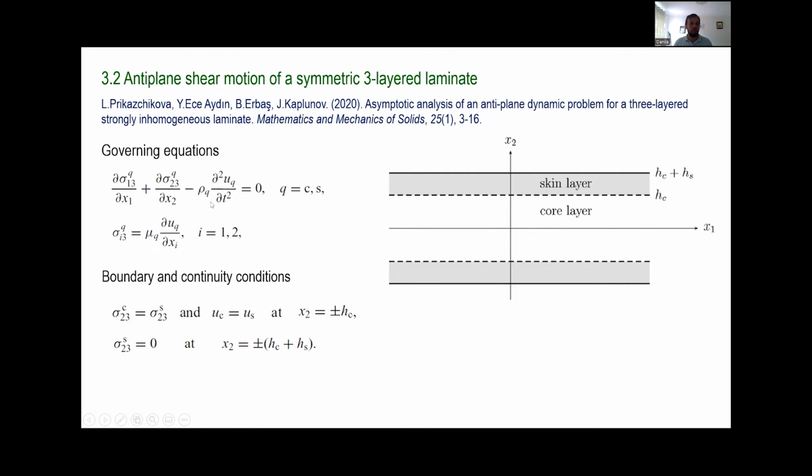So rho conventionally is the volume mass density. Right, so the boundary and continuity conditions that we impose here, for example, we would want to consider a traction-free boundary. So this condition here on the skins, and the interfacial conditions, so continuity for displacement and normal stress on the interface. Okay, so if we want to consider this problem, certainly we can derive the dispersion relation.